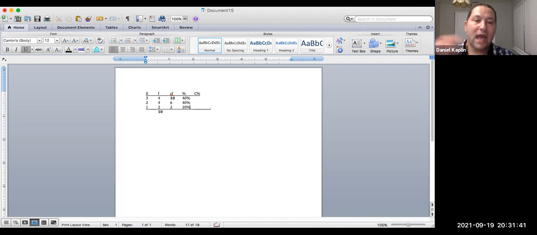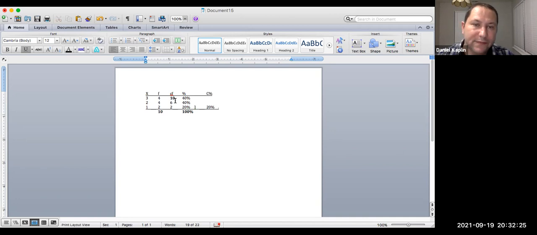Now, if I had a full distribution, this all should add up to 100%. So let's see if that worked out. 40 plus 40 is 80, plus 20 is 100%. So far so good, that works out. And then when we do C percent, it operates very similar to our cumulative frequency, right? So we start at the bottom. So we're going to bring that number over, and that would be 20%, right?